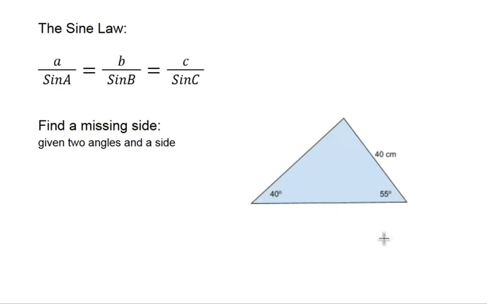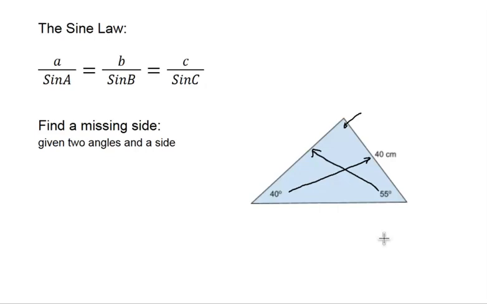Here's an example that has two angles given and a side. Now, it doesn't actually matter which side is given, because even if you don't have that third angle, you could calculate it using the fact that 180 degrees is the total of the three angles in the triangle. When you're setting up the sine law, you need to have a side that is opposite to a known angle, and I could find the missing side that's opposite to a known angle.